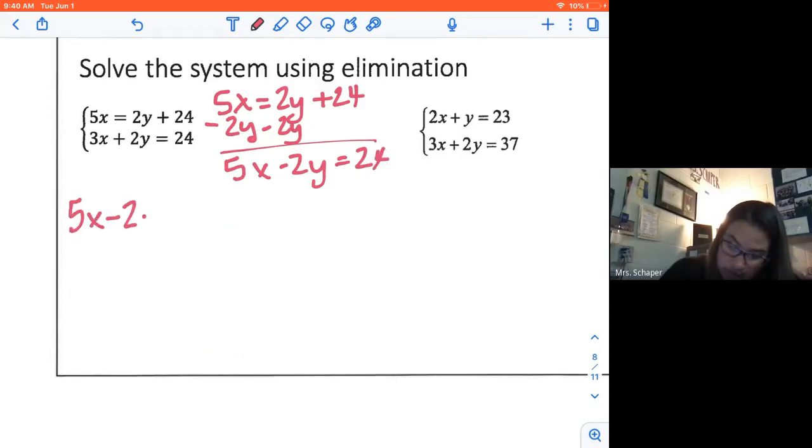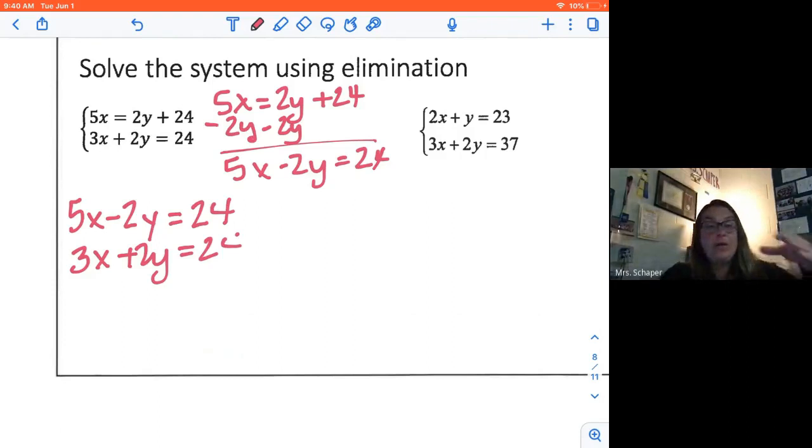5x minus 2y equals 24. 3x plus 2y equals 24. So now what I have is my x's, my y's, and my constants all lined up. I did have to subtract 2y from both sides to get x and y on the same side, and that's okay. This gives me what I need.